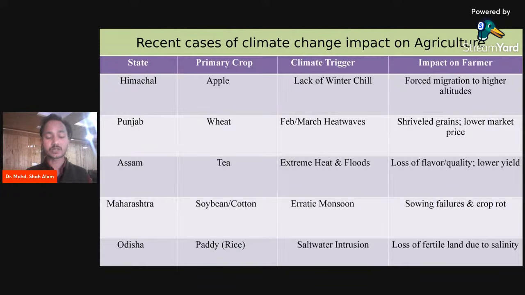The next state is Maharashtra, where the crops of soybeans and cotton are grown, and erratic rainfall or erratic monsoon are the major climatic triggers which impact the farmer, like sowing failure and crop rot.